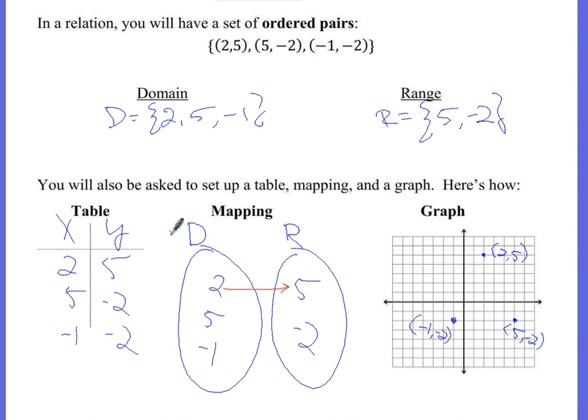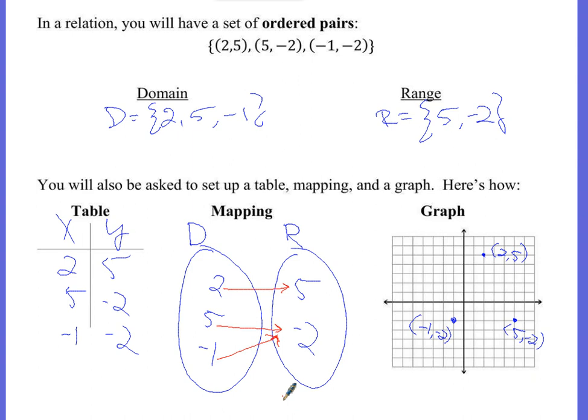Then you say 5 maps to what? -2, because up here it's 5, -2 as an ordered pair. So I draw an arrow over to -2. It is supposed to be an arrow. It's not just a little line. And finally, -1 maps to what? -2. So from here, I draw an arrow to -2 as well. So on the mapping, you can have arrows going to the same number in the range.